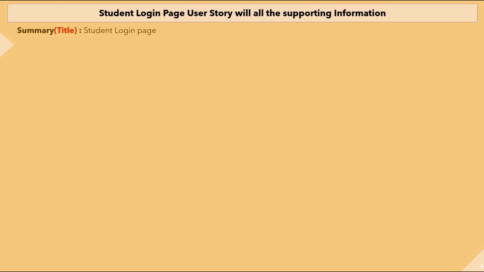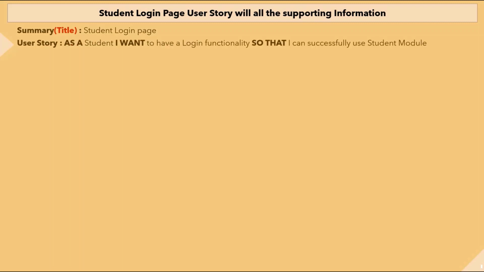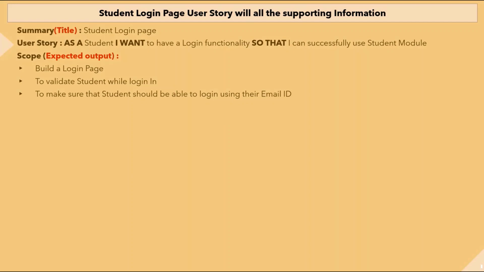Summary, that is nothing but the title of the story. In our example, we can give the title as student login page. Next is the user story itself. That is, as a student, I want to have a login functionality so that I can successfully use the student module. Next is scope. That is the expected output. That is to build a login page, to validate the student by logging in, and to make sure the student is able to log in using their email ID. Scope is very important for a developer and a QA.